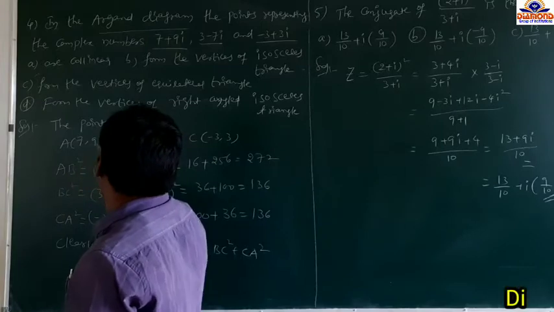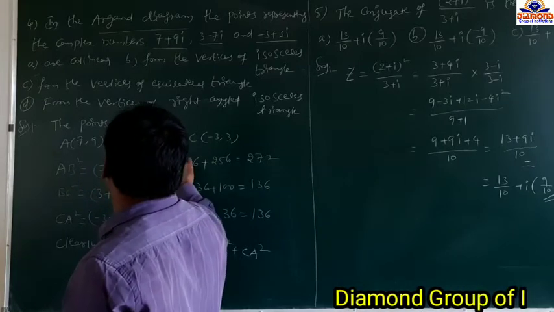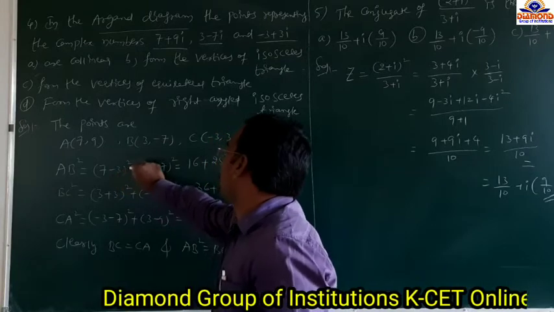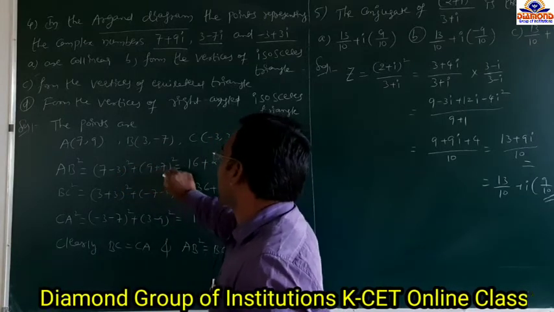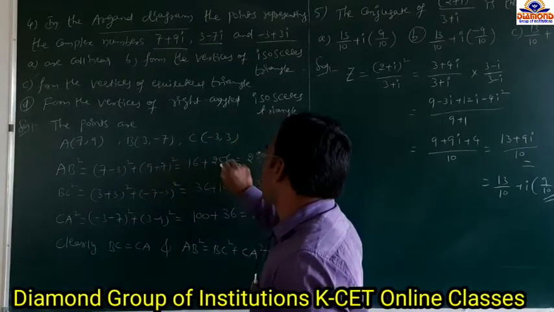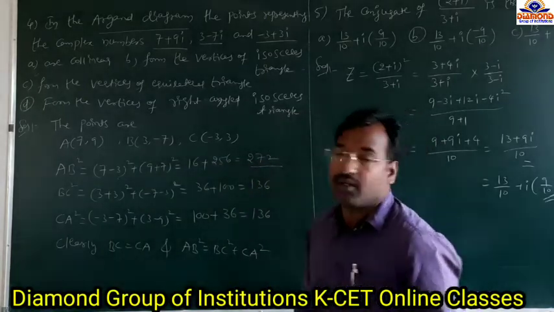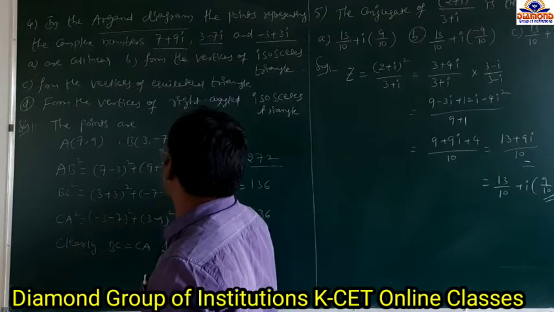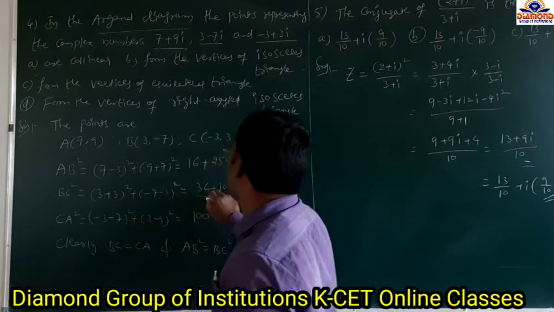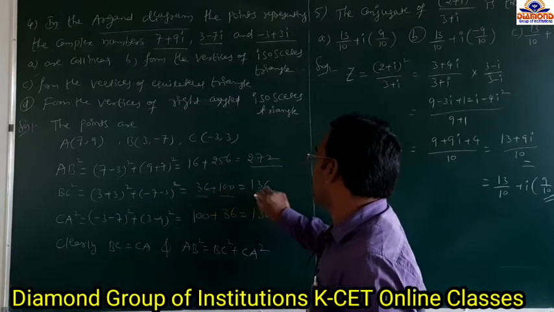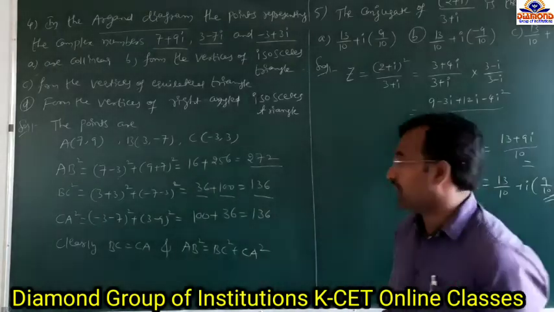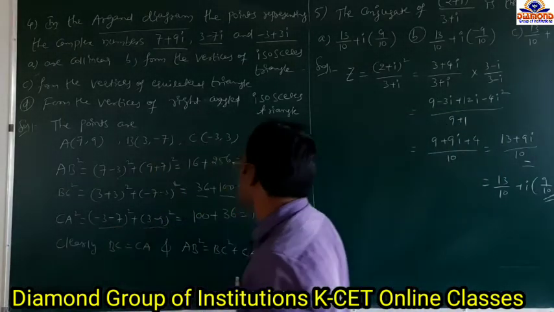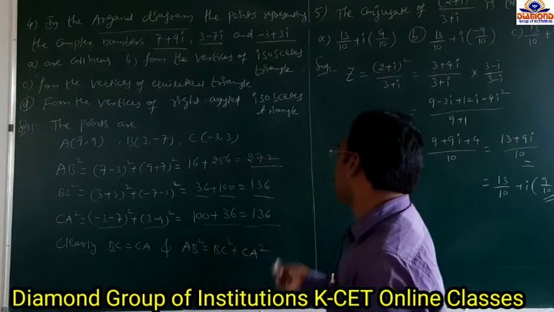So AB square equals 1 minus 3 whole square plus 9 plus 7 whole square. 1 minus 3 is minus 2, square is 4, plus 9 plus 7 is 16, 16 square is 256. That equals 260. Next BC square: 3 plus 3 whole square plus minus 7 minus 3 whole square. 6 square is 36, minus 10 whole square is 100. That equals 136. Next CA square: minus 3 minus 1 whole square plus 3 minus 9 whole square. That equals 16 plus 36, which is 52.